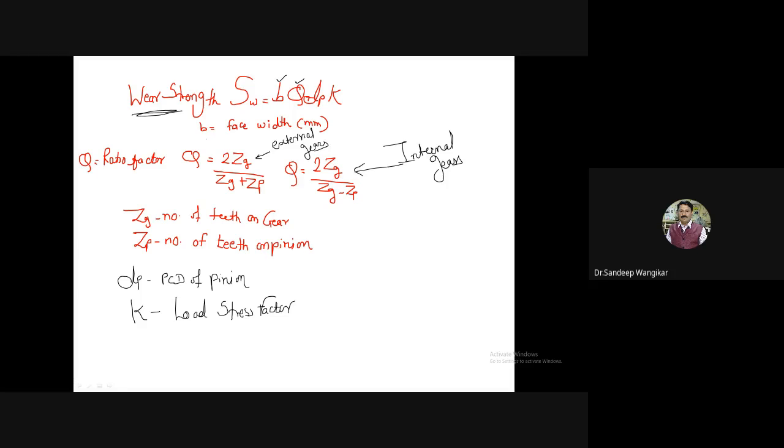Sw is given by Sw = B Q dp K. This is the formula we have discussed just now. B is the face width, Q is the ratio factor. The ratio factor has two different formulas: for external gears, 2 ZG divided by (ZG plus ZP); for internal gears, 2 ZG divided by (ZG minus ZP). In this way you can calculate Q. Then dp is the pitch circle diameter of the pinion, and K is the load stress factor. So let us discuss this load stress factor.